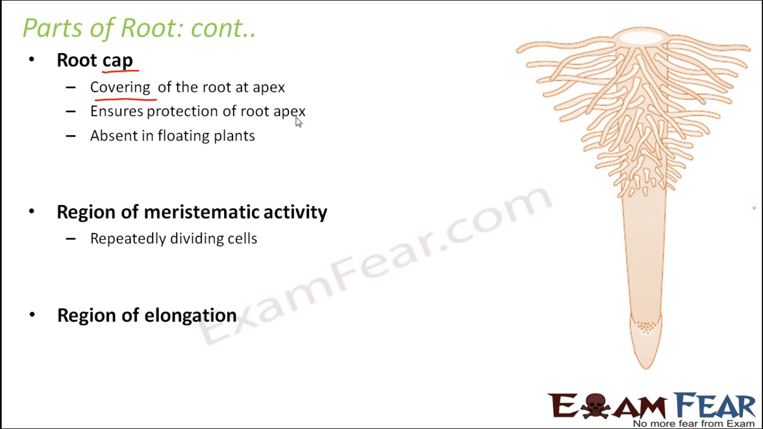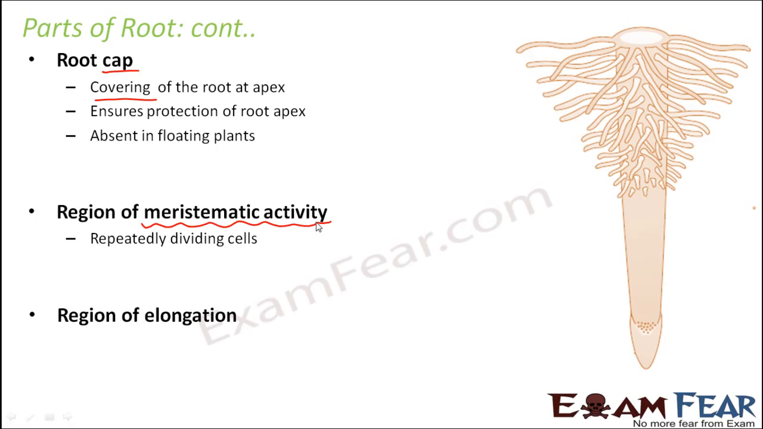Let us next talk about the region of meristematic activity. When I say meristematic activity, it means the activity where cell division takes place. That region is known as the meristematic region. We have talked about meristematic tissues also. The word meristematic is used for cell division. This is the region where cells keep on dividing repeatedly. So the region of active cell division is known as meristematic activity.